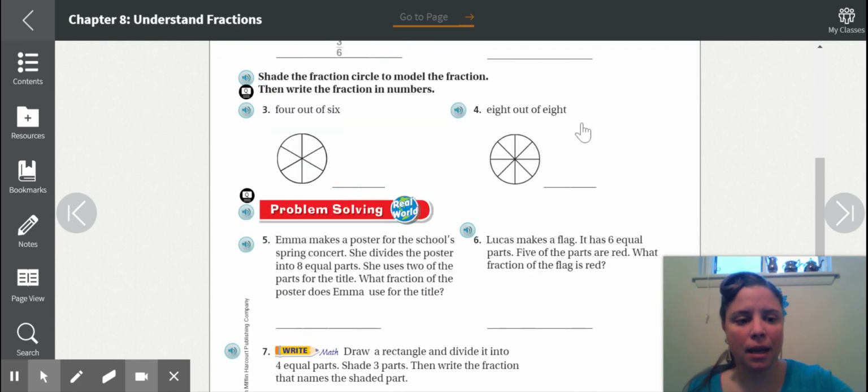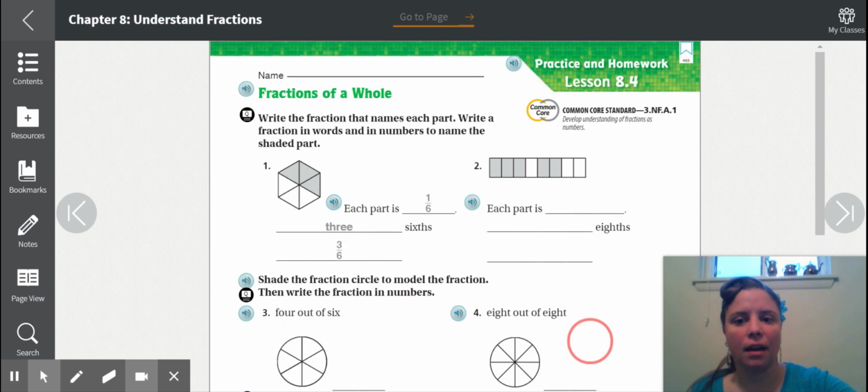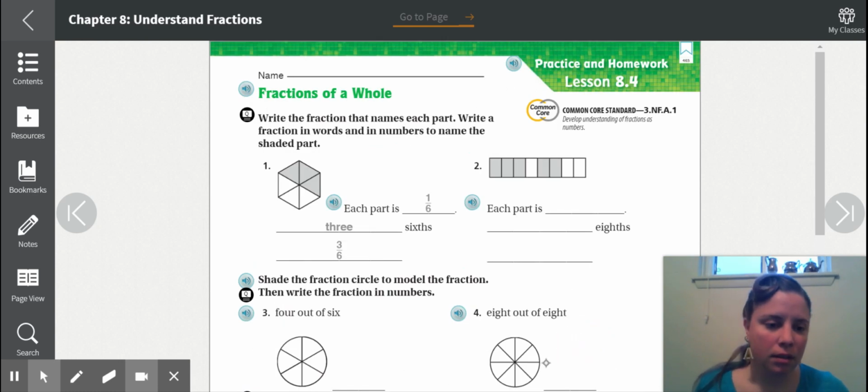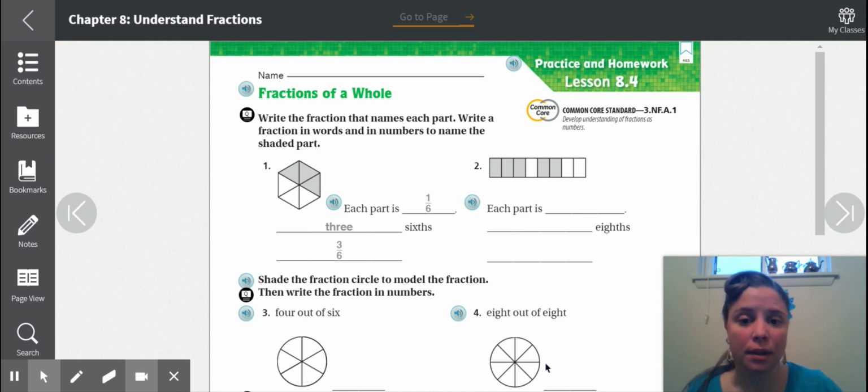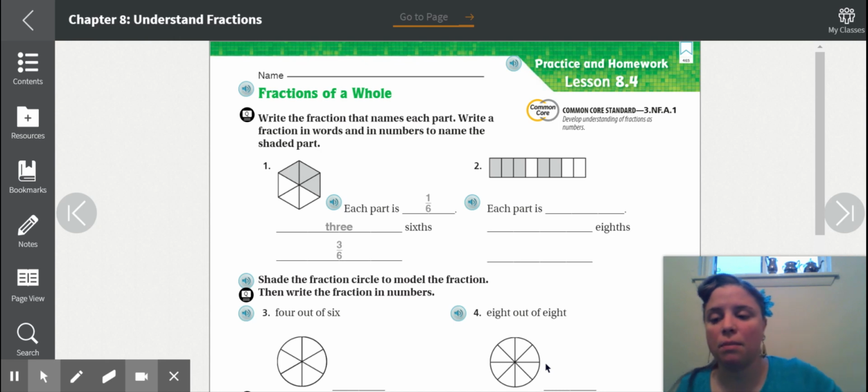So this is page 465. And the name of this is fractions of a whole. And you guys are getting pretty good at this, so I think you're going to be okay. So here is our first direction. Write the fraction that names each part. Write a fraction in words and in numbers to name the shaded part.